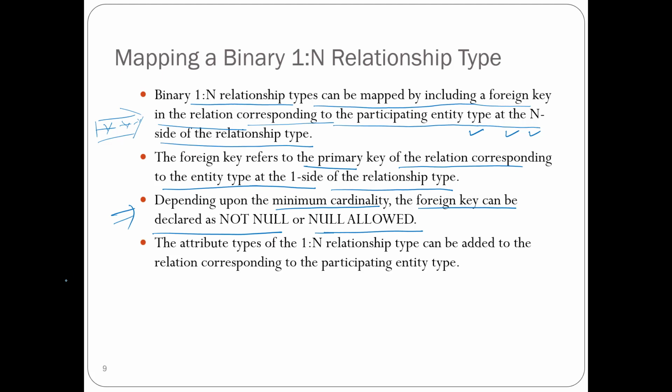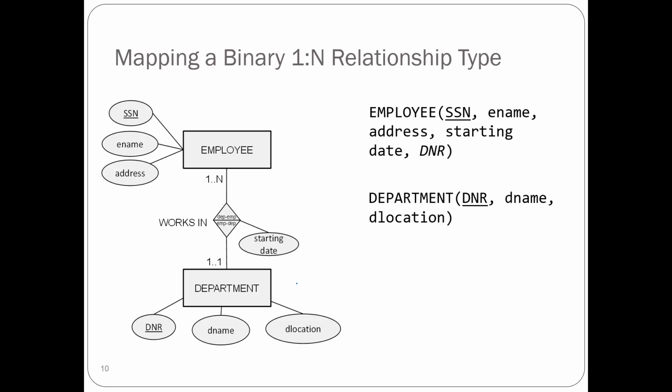Now the attribute type, this is interesting. The attribute type of a one to n relationship type can be added to the relation corresponding to the participating entity type. So it's not very clear here, but it goes to the n side of the relationship. Whatever attribute you have for the relationship type goes to the relation that has the foreign key. Okay, now let's use an example.